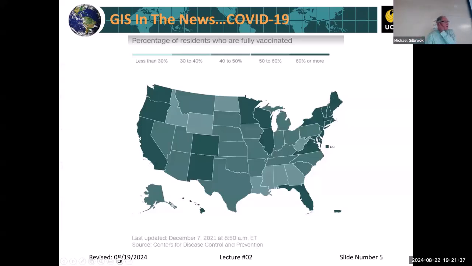Here's another COVID-related map. This is a map called the Choropleth map. We'll talk more about that later. Of states according to what percentage of their residents are fully vaccinated. So you had some states like Florida, where the vaccination rate was actually pretty high. And then you've got other states like Idaho where it's pretty low, and everything in between.